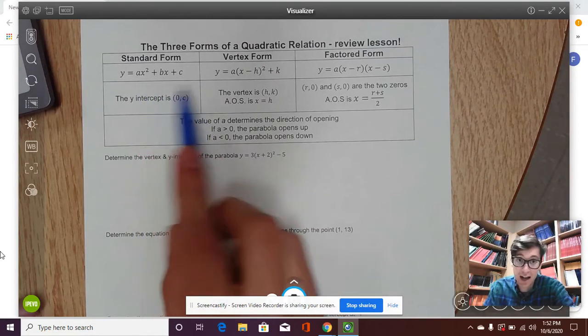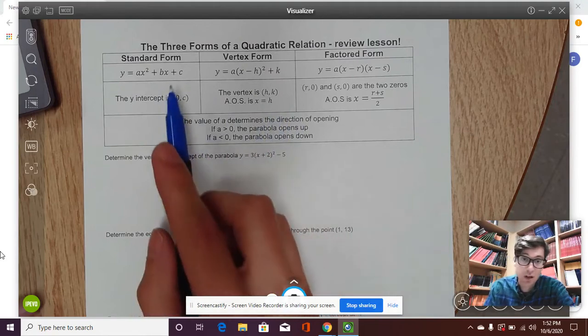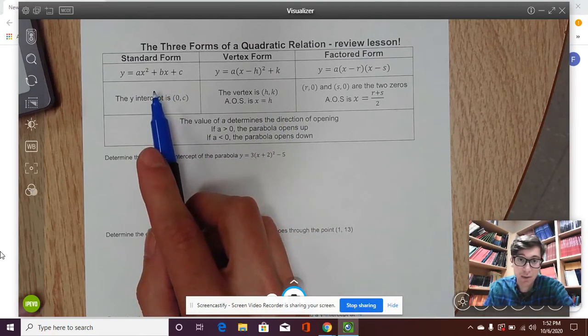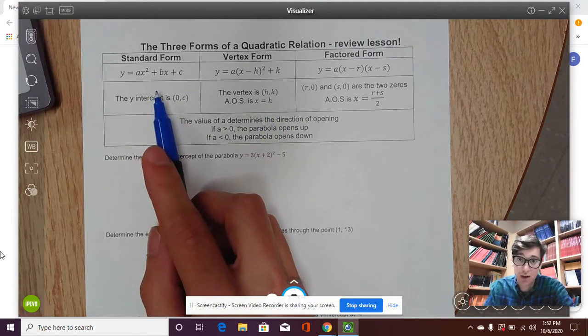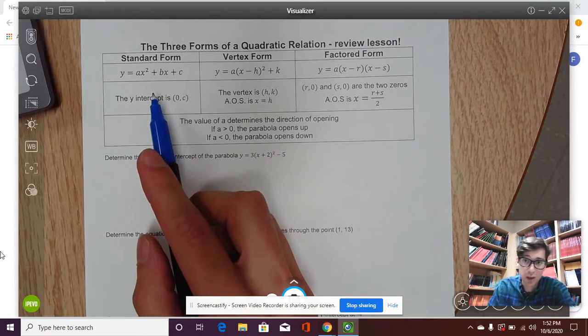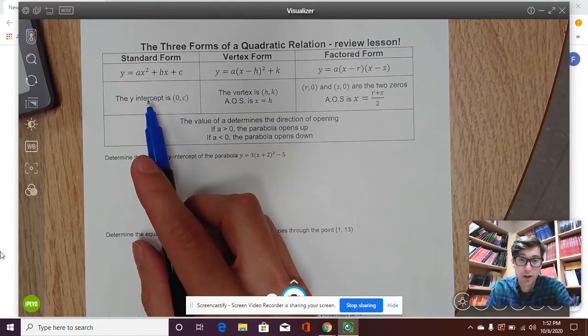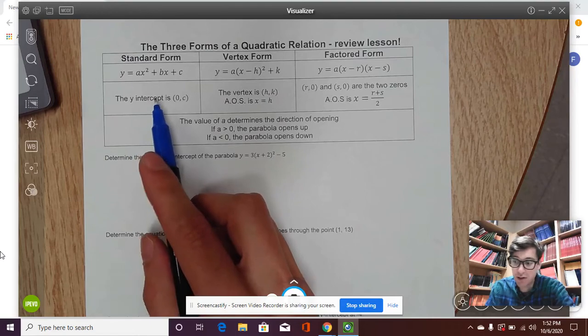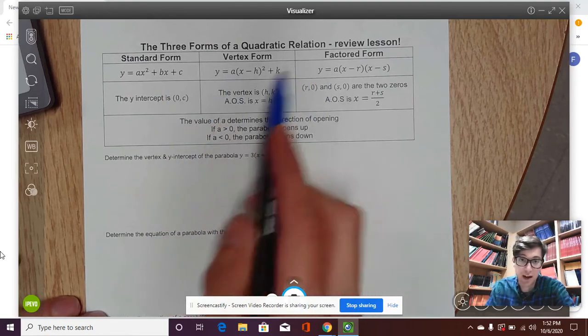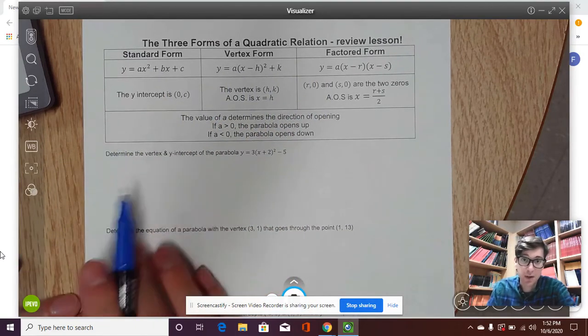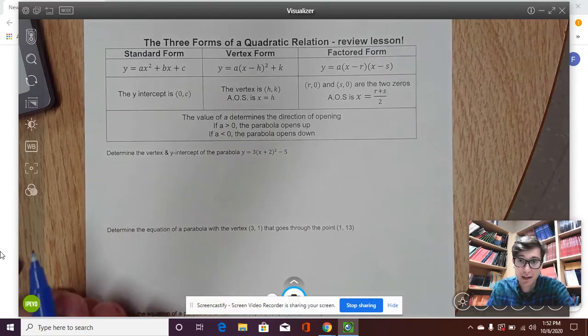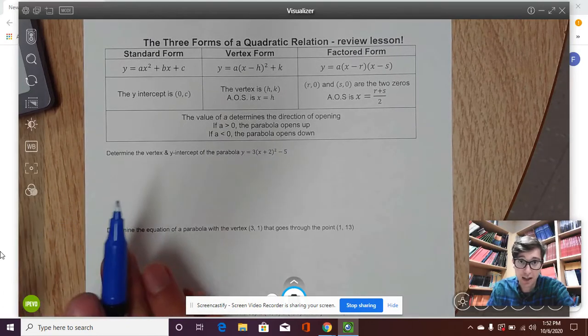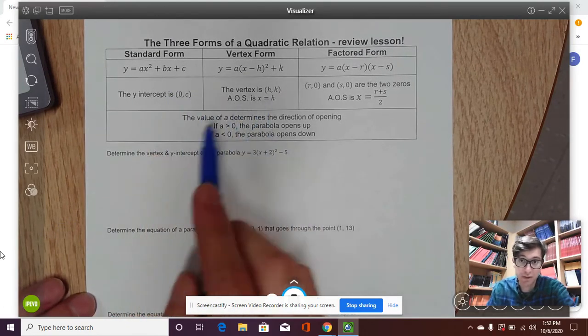If I graphed any of these in Desmos, they would all give me the shape of a parabola. We have not talked, and we will not test, on how to move between forms. That's part of what we'll learn in the next unit. Each of the three forms, standard, vertex, and factored, gives us different information about the parabola. So I can't find out all the information I need from just one of the three forms.